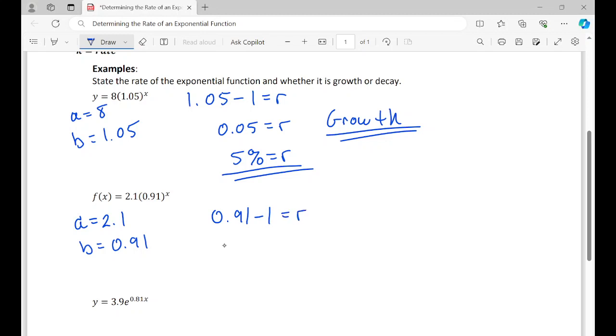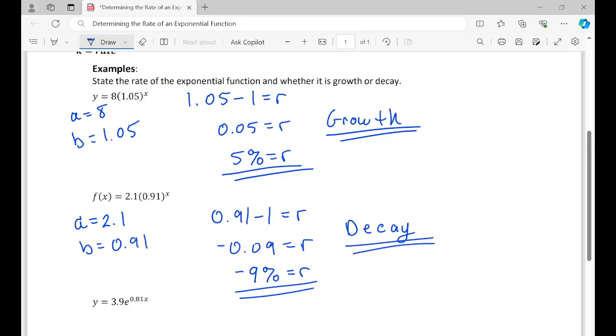Do the math, we're going to end up getting a negative 0.09 for r. And again, to convert that into a percentage, we just multiply by 100, and we're going to get a negative 9% for our rate. Since r is negative, we say that this is a decay equation. So when r is positive, it's growth. When r is negative, it is decay.